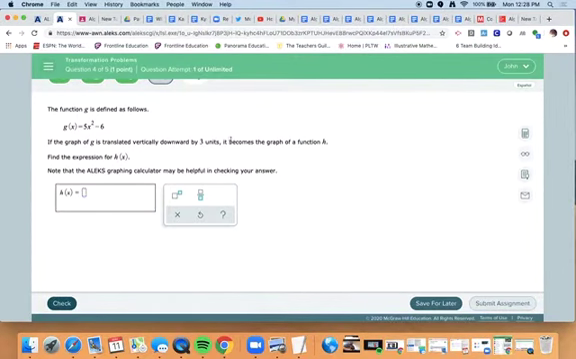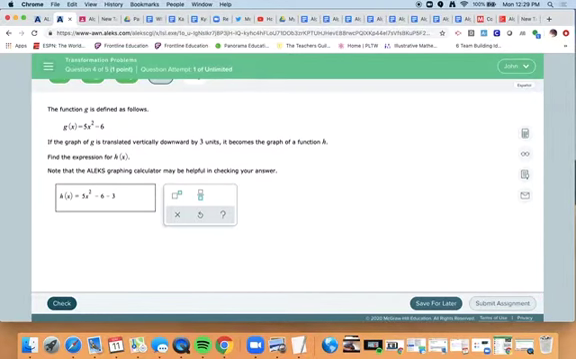Now remember, when you translate something vertically, you're adding k to it, right? You're adding a number off to the side. If it's positive, that means you're moving it up. And if it's negative, it means you're moving it down. So this means we're taking this equation and subtracting 3 from it because it says vertically downward by 3 units. So our new one is going to be 5x squared minus 6, and then we're subtracting another 3 from that.